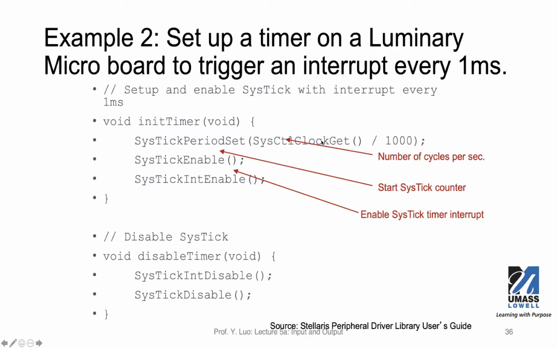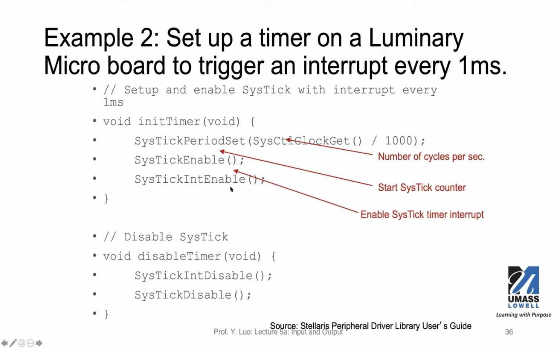This is the processor clock divided by 1000. That will give you the number of cycles per second. And we're using 1 millisecond, so we're going to divide by 1000 to get the number of cycles per millisecond. That will take care of the initial values of the timers. And then we'll do tick enable to start the system tick counter.